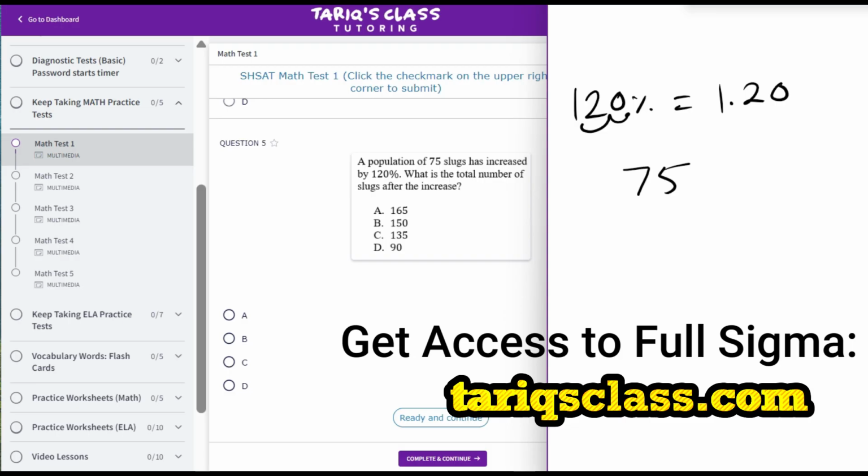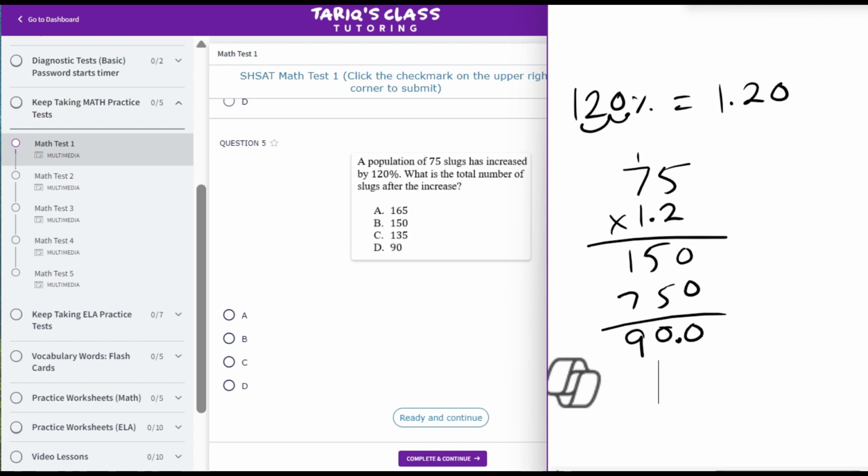So 75 times 1.2. So 5 times 2, 0, 1. 15, 5, 7, 0, 0, 9. And there's only one number after the decimal, so we place that. So 90. So option D.